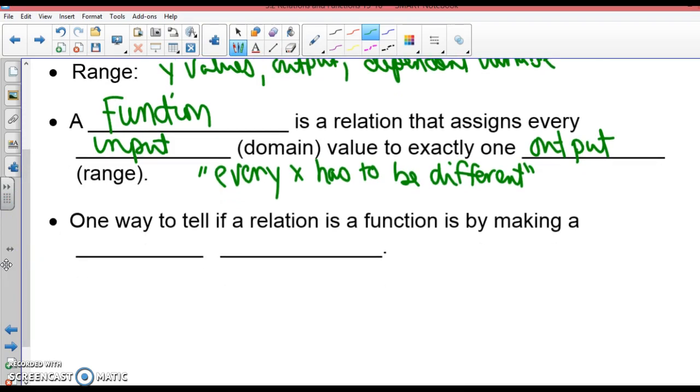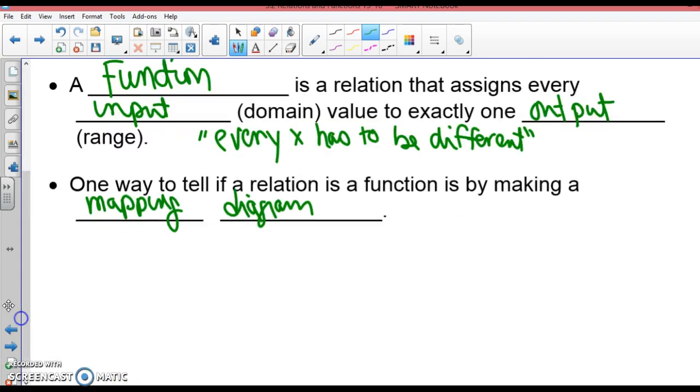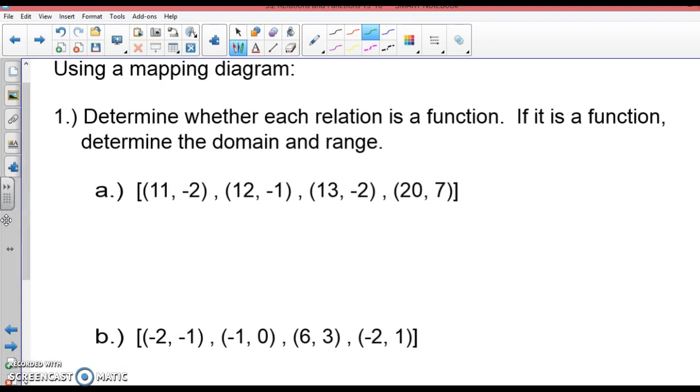One way to tell if a relationship is a function is by making a mapping diagram. I'm going to show you what that is in a minute. At first I kind of think that this is a waste of time, but I want you to understand what it is. All right. Determine whether each relation is a function. If it is a function, tell me its domain and range.